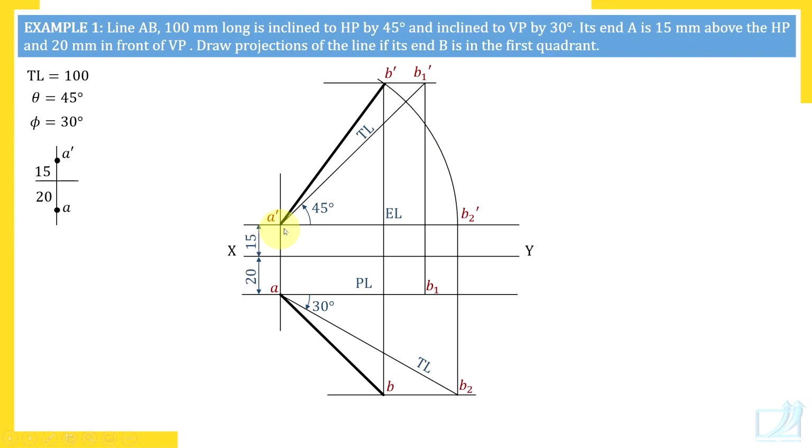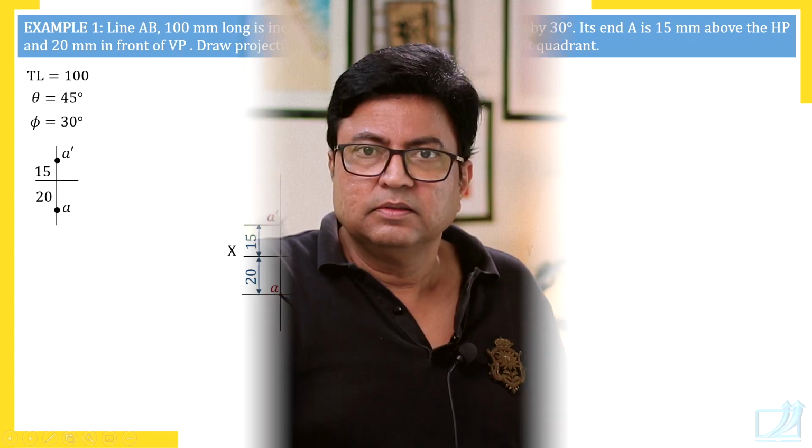There are 3 front views, A dash B dash, A dash B1 dash, A dash B2 dash. There are 3 top views, AB1, AB2 and AB. B dash and B are on a vertical line. B1 dash and B1 are on a vertical line. B2 and B2 dash on a single vertical line. A dash and A on a vertical line. So this drawing is complete.